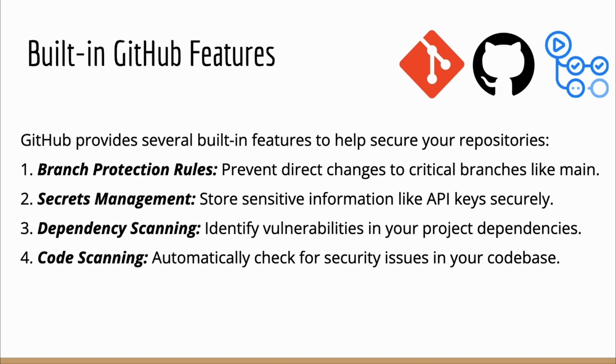Now, there's also dependency scanning, which identifies vulnerabilities in your project's dependencies. So if you're building something that makes use of some other open source tool, so your app or your tool uses that other tool to build itself, right? GitHub can identify if there are vulnerabilities or issues or security risks with that dependency and let you know if that's the case. And finally, code scanning, which will automatically check for security issues in your code base. Now, I want to look at 2 of these in a little bit more detail, which is the branch protection rules and the secrets management.